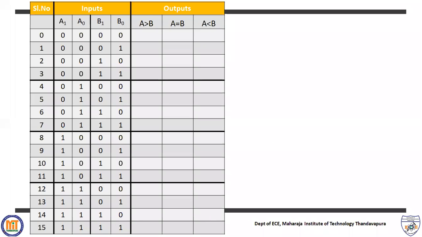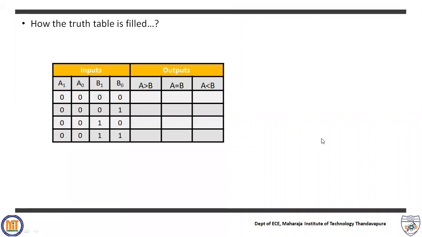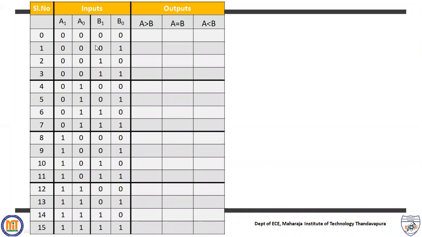At the output side, we have 3 columns, each 1 bit wide. One is A greater than B, one is A equal to B, and one is A less than B. So first note down these two tables. How are we going to fill these output columns? That we will look at now. I have taken only the first 4 combinations, 0 to 3. Later on we will use the same logic to fill out the remaining part.